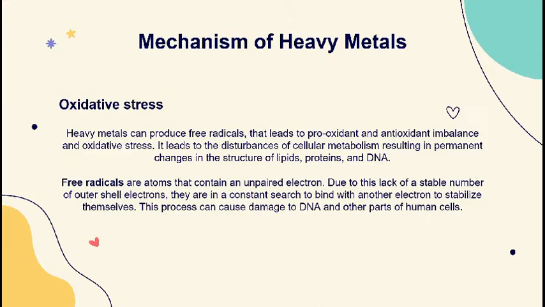So what are free radicals? Free radicals are atoms that contain an unpaired electron. Free radical atoms are not stable due to lack of a stable number of outer shell electrons. These free radical atoms will constantly search to bind with another electron to stabilize themselves.